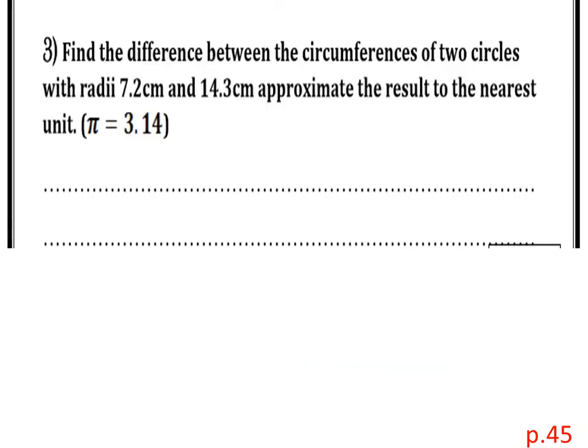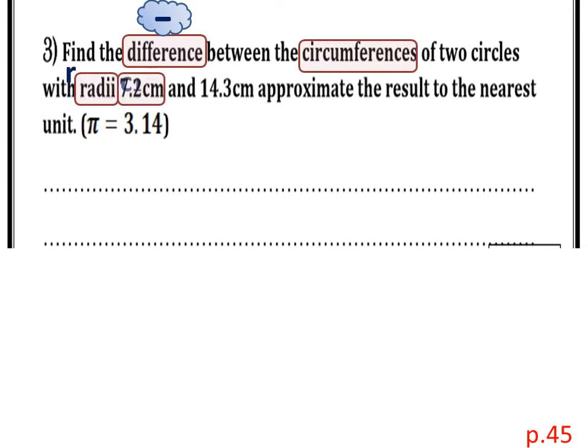And now number 3, find the difference between the circumference. Difference means minus. Difference means we are going to make minus between the circumferences of the two circles with radii 7.2 for the circle 1, we are going to say C1, circle 1, its radii is 7.2 centimeters, and 14.3 circle 2, C2, and approximate the result to the nearest whole number or to the nearest unit.